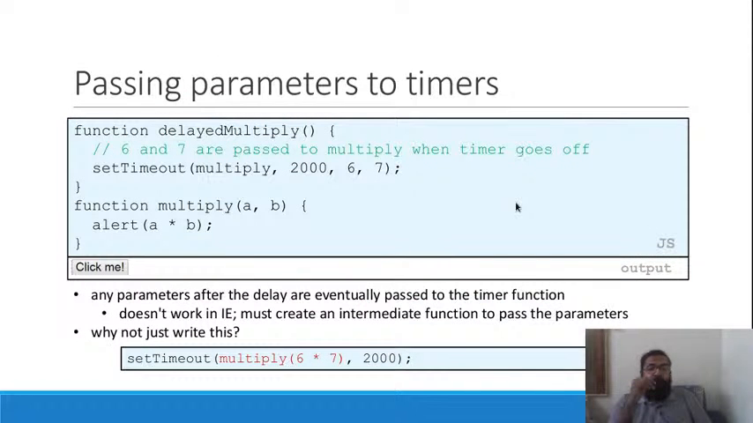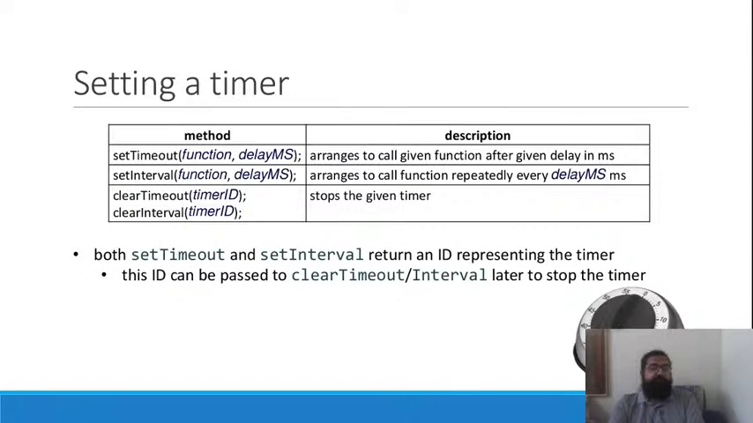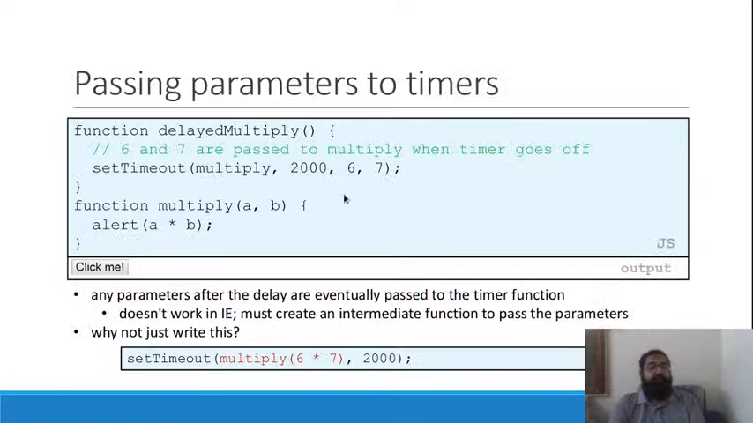So that is setInterval, and then you can pass parameters to timers. We have seen setInterval(rudy, 1000) and setTimeout, where we can call a particular function after a particular period of time, or we can call a function after every few milliseconds. In this example we used it without passing any parameters to rudy, but if you want to pass parameters, you can do it this way.